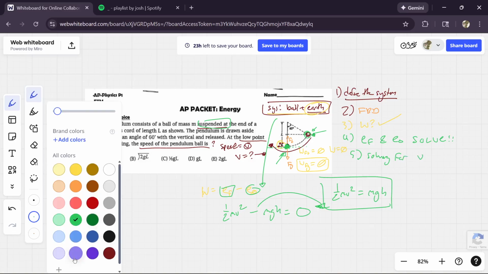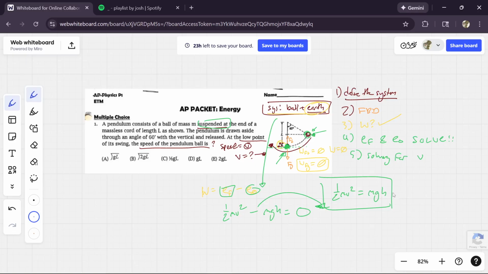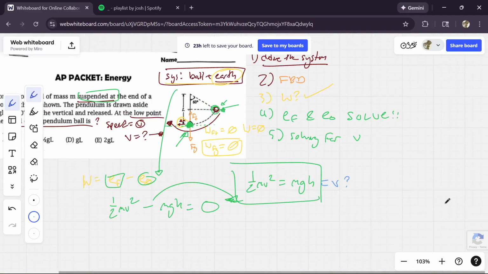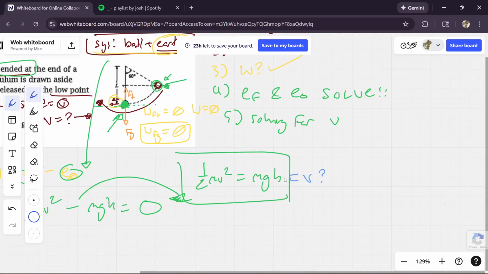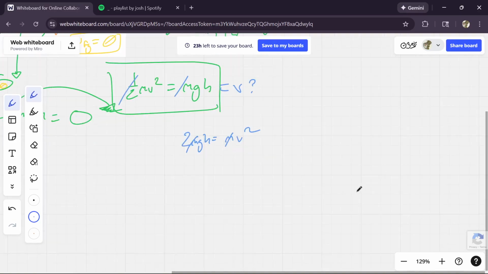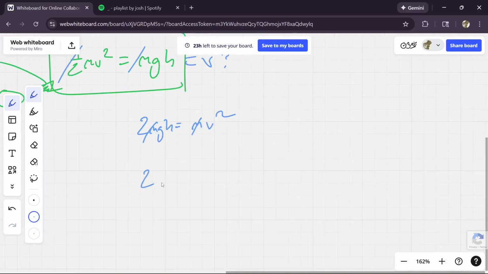So solving for v, what is v equal to? We just have to reshuffle at this point. We multiply both sides by 2 to cancel out the half. So we get 2mgh is equal to mv squared. Cancel out your m's. So we are left with 2gh is equal to v squared.